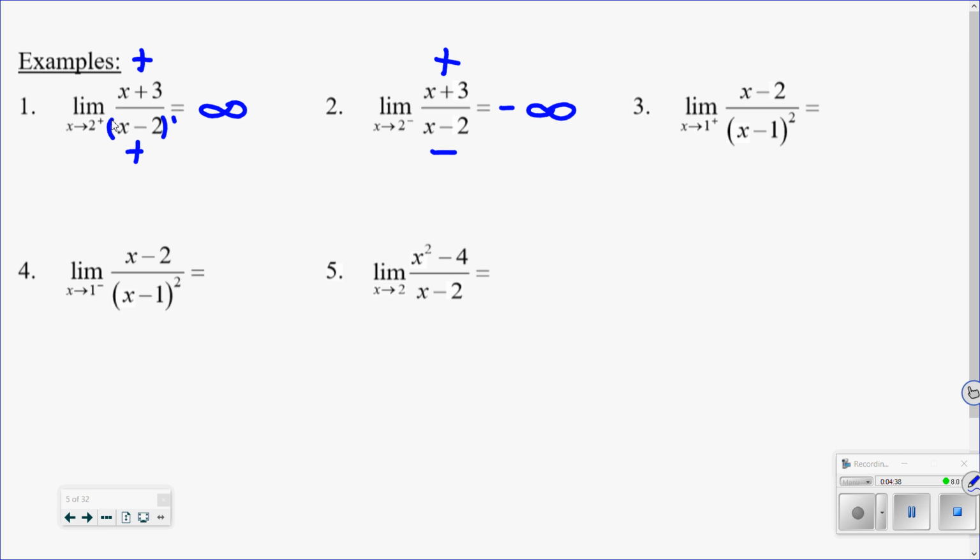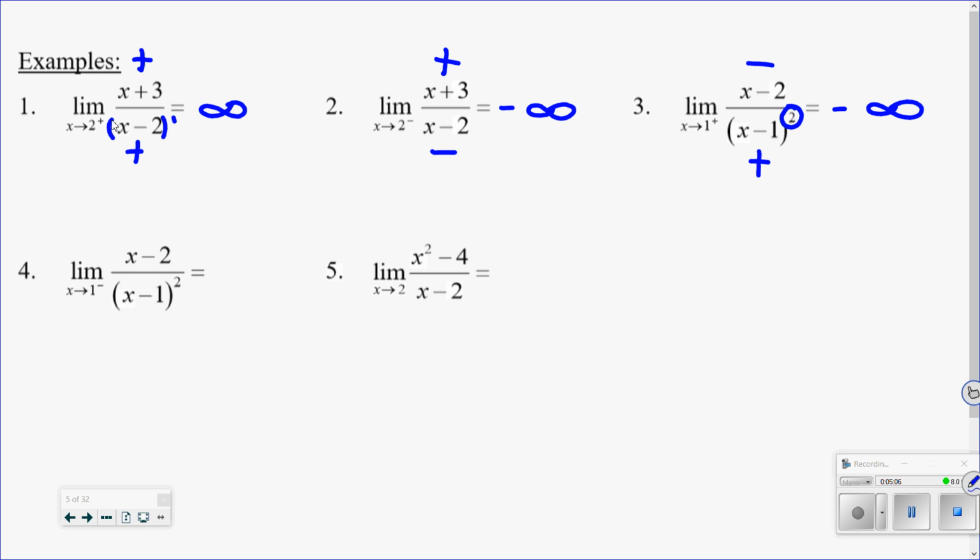Hey, this one is even. That means both sides are going to go the same direction. It says we're approaching 1 from the positive side. So again, let's just pick a number to the right of 1. We could plug in, for example, 1.1. I would get a negative on top, 1.1 minus 2. The bottom is always going to be positive, right? If I plug in 1.1 minus 1 and then I square it, it's going to come out to be a positive. A negative divided by a positive is a negative, so it goes to negative infinity.